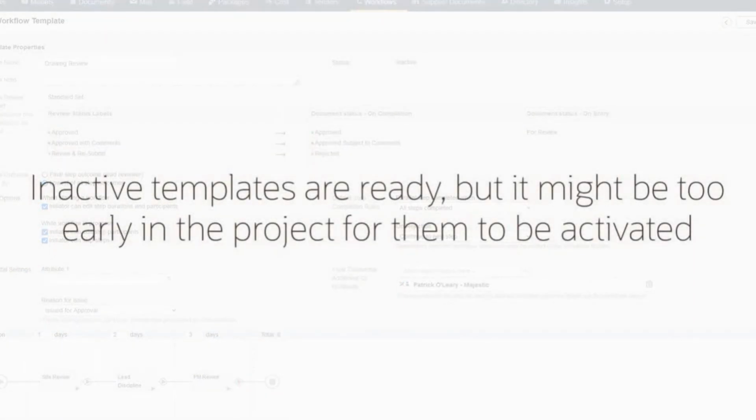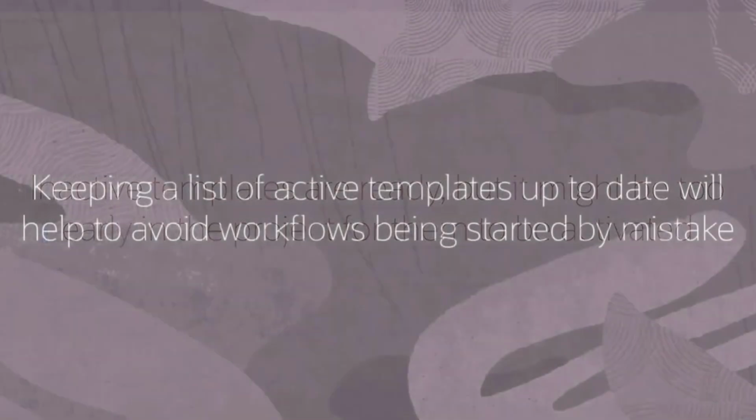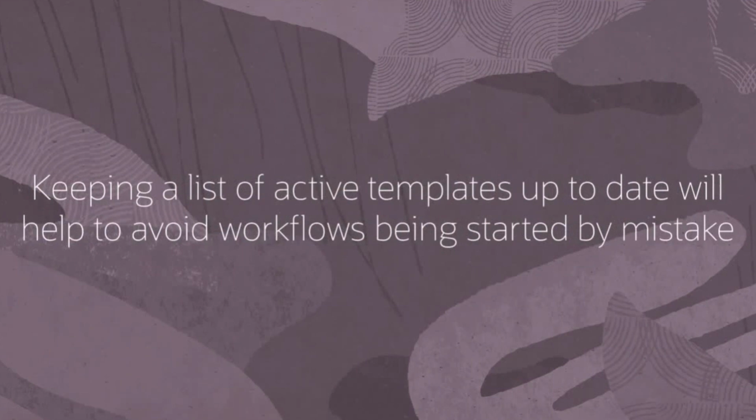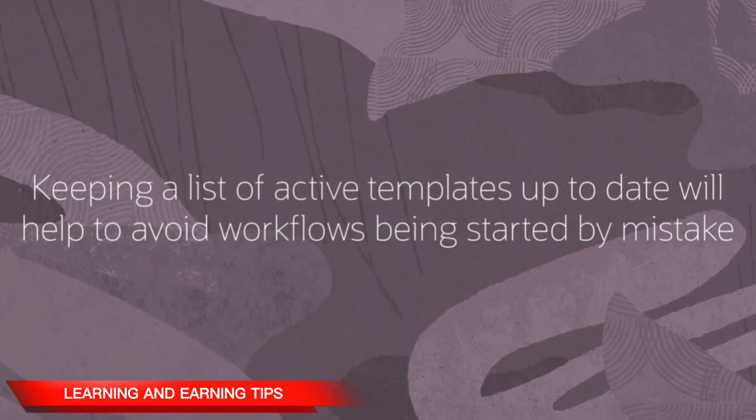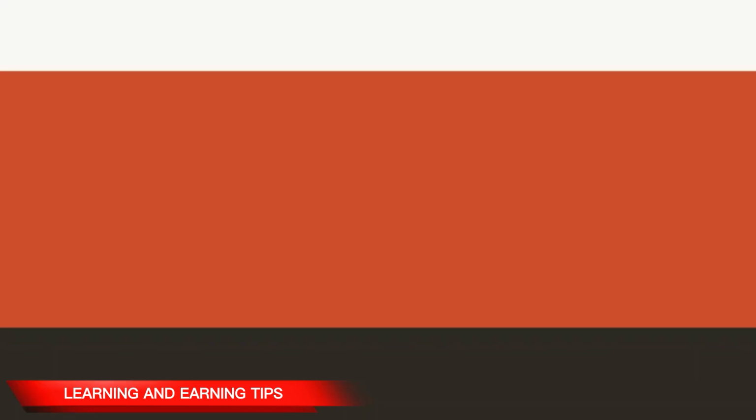As an example, you might keep templates as inactive for templates that are set up and ready to go, but it might be too early in the project for them to be activated. Making sure that you keep a list of active templates that are up to date will help to avoid errors and workflows being started by mistake.